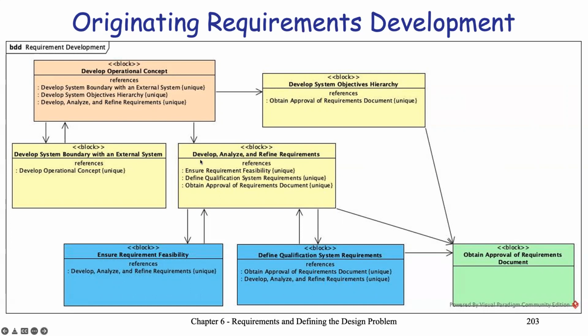There's going to be the process of develop, analyze, and refine the requirements and develop the system objective hierarchy. And so there's a couple other activities that we need to be doing in requirement feasibility. We need to define the qualification system requirements. And so that's going to be going back and forth in the develop, analyze, and refine the requirements. And then the outputs of these things are going to be used to finally obtain approval of the requirements document.